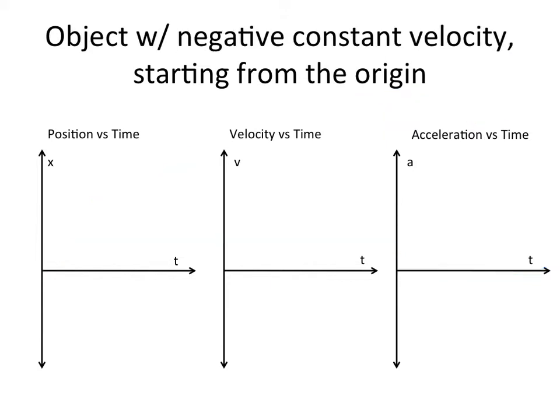All right, next. Object with a negative constant velocity starting from the origin. Okay, so that helps us. We're starting from the origin, but now it's got a negative constant velocity, which means that line is going to be going down like that. Velocity is not changing. That should tell you something about acceleration right here. But this is going down like that.